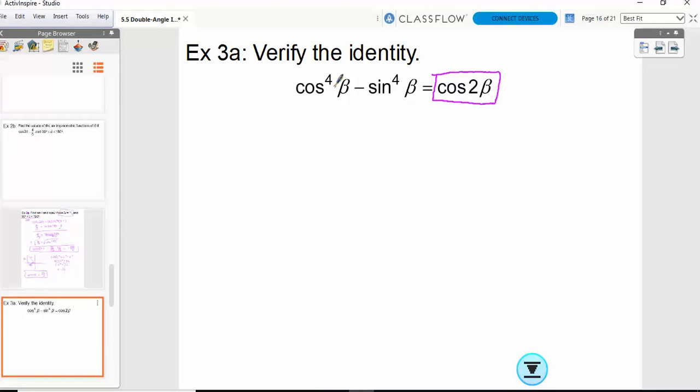But we have a minus. These are both perfect squares. We could factor this using a difference of squares. One goes to plus, one goes to minus. Cosine to the 4th would break into what? And sine to the 4th would break into?